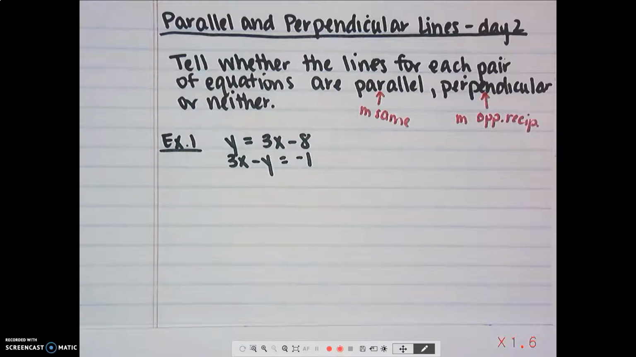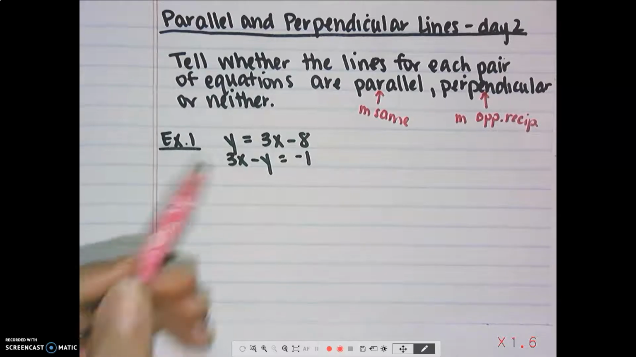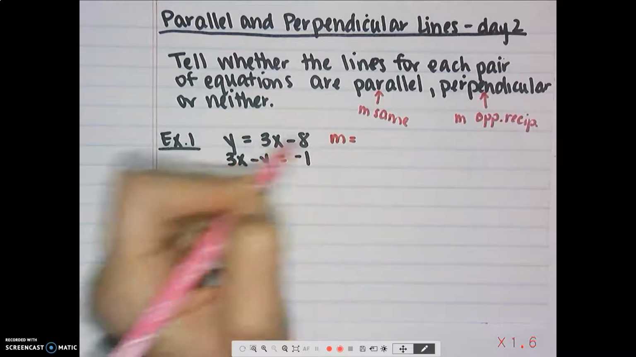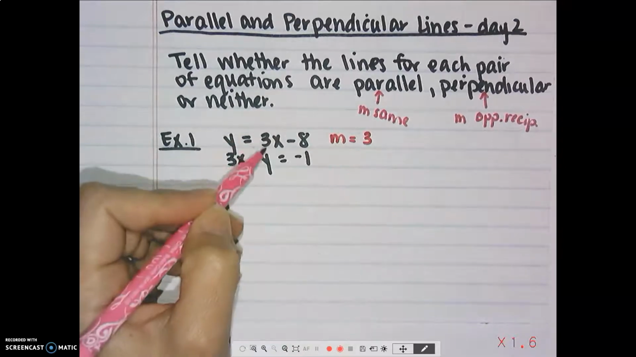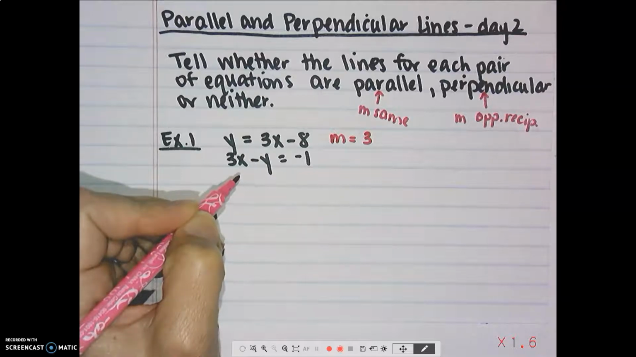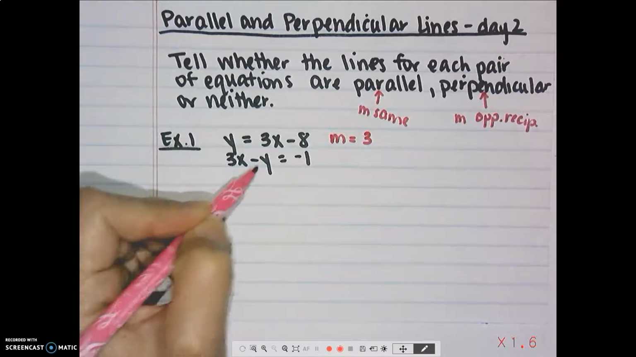So here we go. We have y equals 3x minus 8 and 3x minus y equals negative 1. The first one's already in slope-intercept form, so here we know that the slope is a positive 3 because it's the number that's always in front of x. In this second equation, we can't tell that yet. We've got to get y by itself.